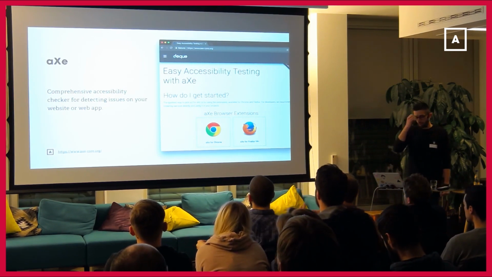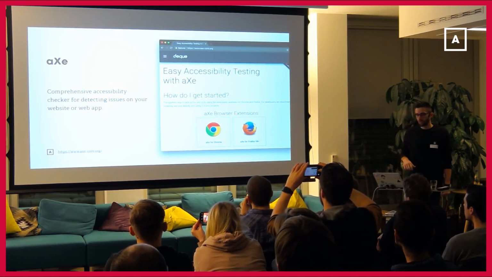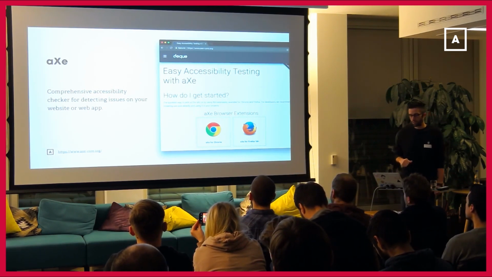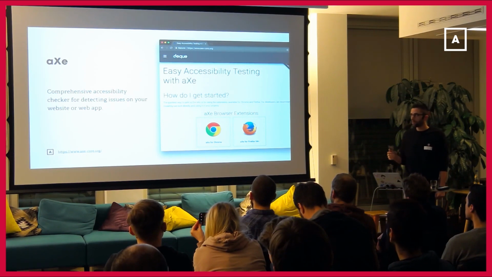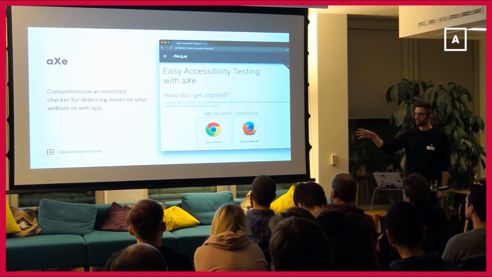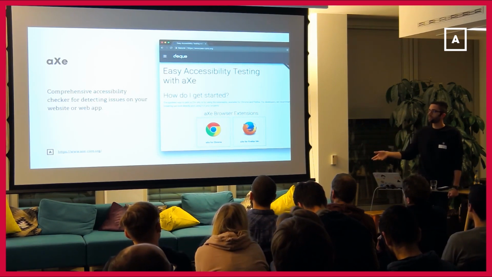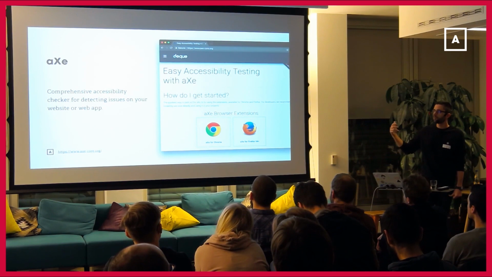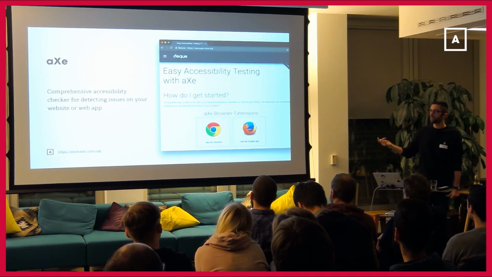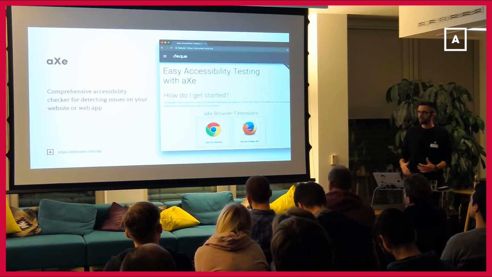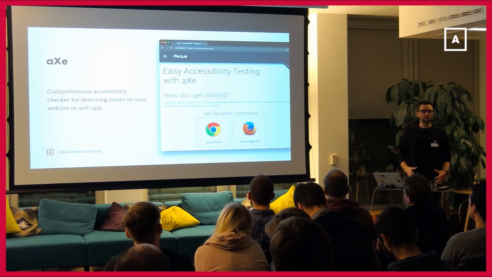So the first one is called Axe, an accessibility checker that helps to diagnose web pages or web applications by using one of these browser extensions, Chrome and Firefox. And the technology powering those browser extensions is called Axe Core, which is actually a UI testing engine which can be used separately in different types of tools, different types of environments.